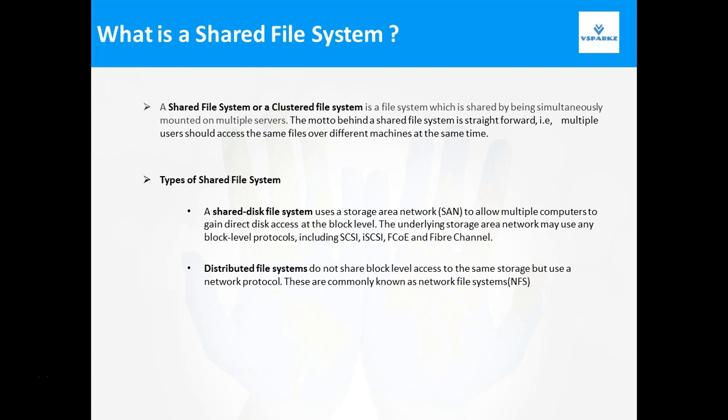There are two different types of shared file systems available globally. One is a disk-based file system and another one is a NAS-based file system or a folder-based file system. The first one is the shared disk file system that uses a storage area network to allow multiple computers to gain direct access at the block level. So it means at the block level you gain the access in these file systems. The underlying storage area network may use any block level protocols including SCSI, iSCSI, FCoE and Fibre Channel.